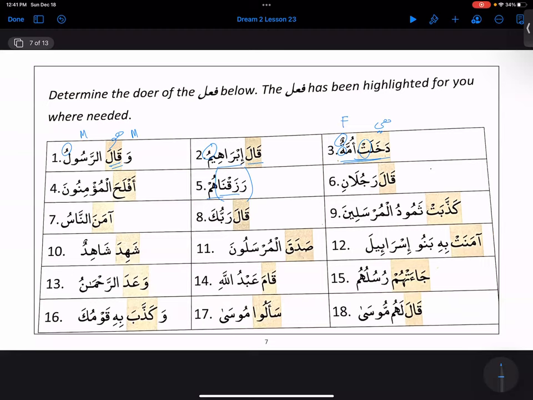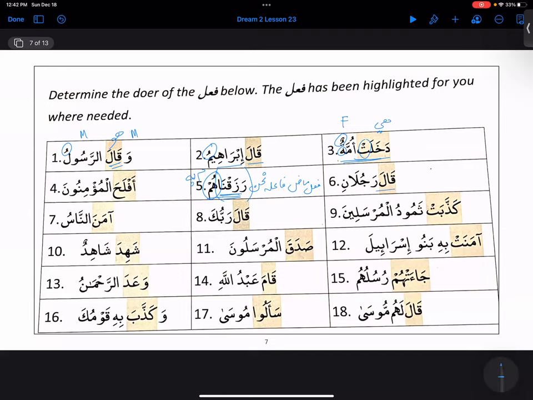So razaqna, first we need to look at razaqna. We provided them. We provide. What version is it? Nahnu. Okay, so failun madin. Can we look for an outside doer? No. So in this case, we say nahnu is the fail. We say we provided whom, them. So this whom is basically mafulun bihi. Yes. We have provided them. We have given them rizq. Allah. Subhanallah.